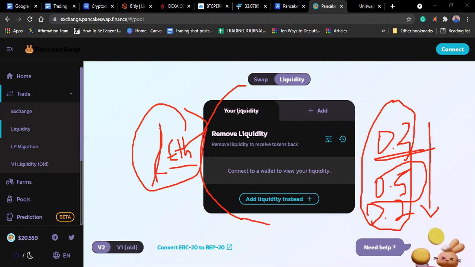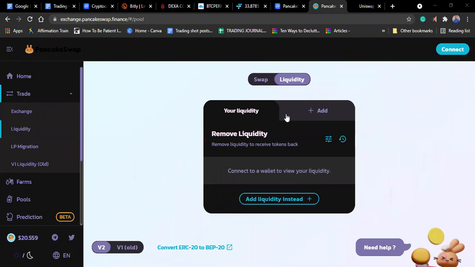Now, a decentralized exchange does this. So the people that enable the ease of making such transactions are called liquidity pool providers. Now, to provide liquidity, anybody can provide liquidity once you have money. Once you have the money, you can come here and click on add liquidity.